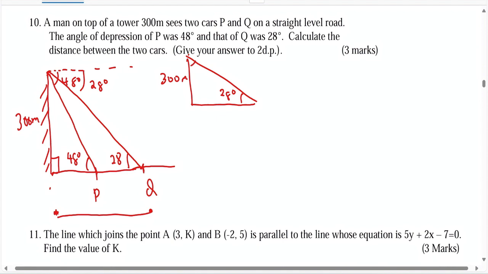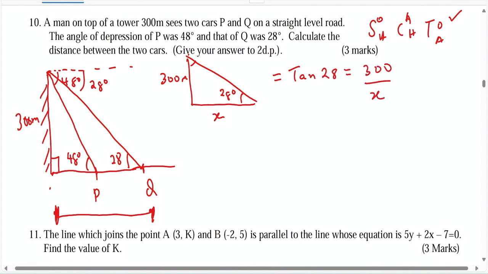Kwa vile hapa tuko na opposite, kwa sababu ni soka toa, sio? Soka toa. Hapo kuna opposite, hatuna adjacent. So we are searching from here to here. So which is basically our x, therefore we use toa. So because you have our opposite but you don't have our adjacent. So ni tan 28 equal to 300 over x.